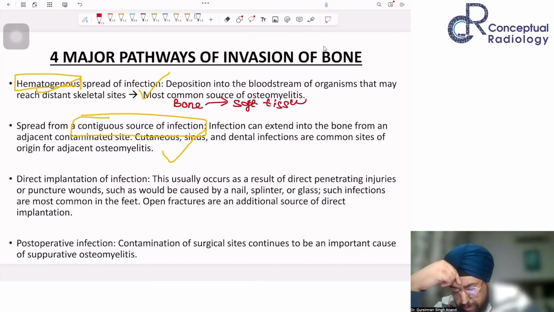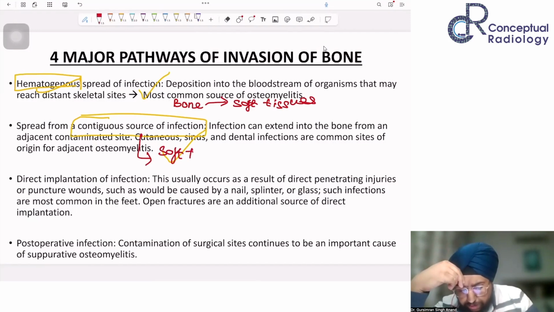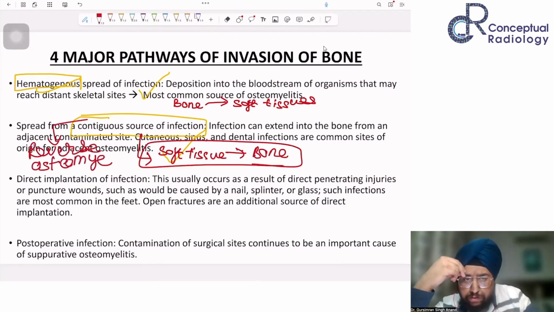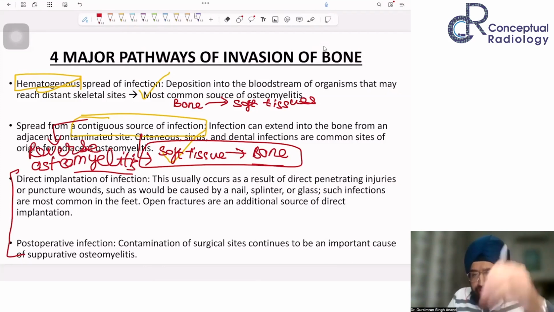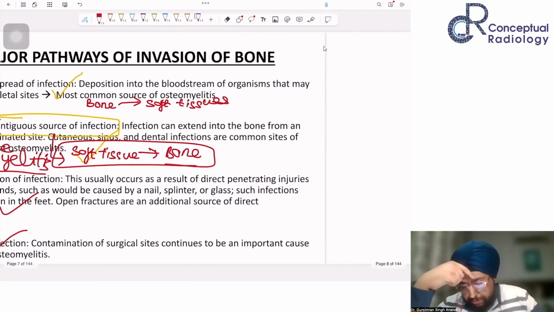And in the contiguous source of infection, initially the soft tissues are infected, followed by the bone. So we call it reverse osteomyelitis as well. There's a term we have reserved for the contiguous source of infection, which is reverse osteomyelitis. Then there are two very small pathways. One is direct implantation, very simple: a nail, splinter, or glass which has entered your skin can cause infection. Open fracture is one of the causes. And then we can have post-operative infection as well. So these are smaller ones. The most important ones are number one, most common, hematogenous. Second is from the contiguous source.